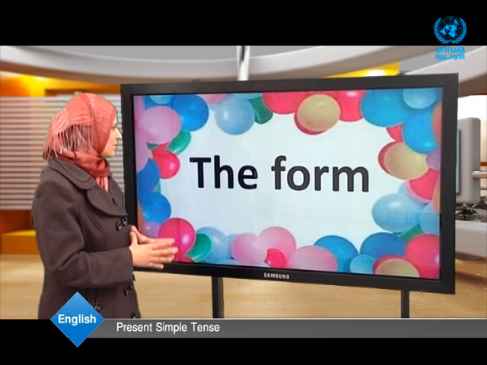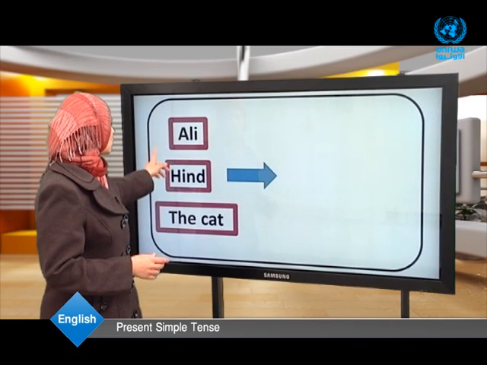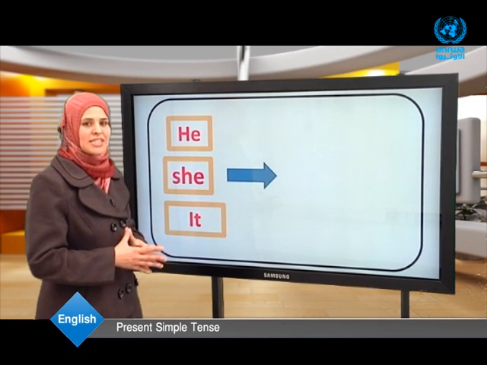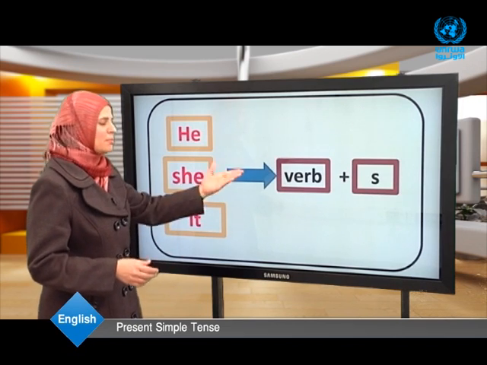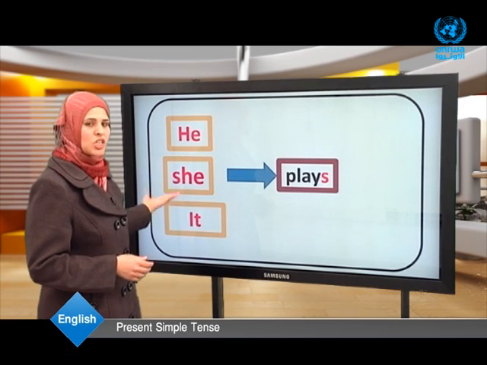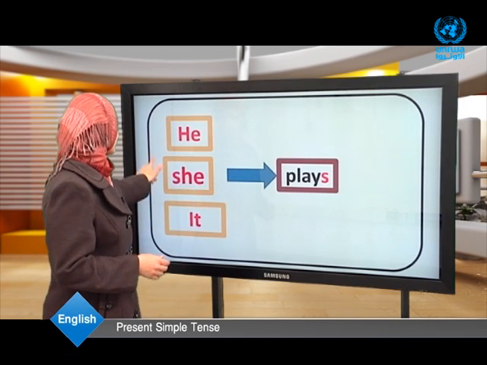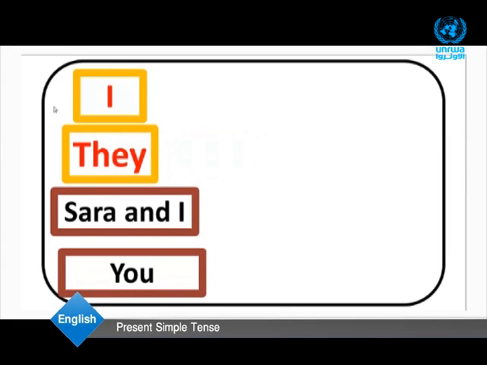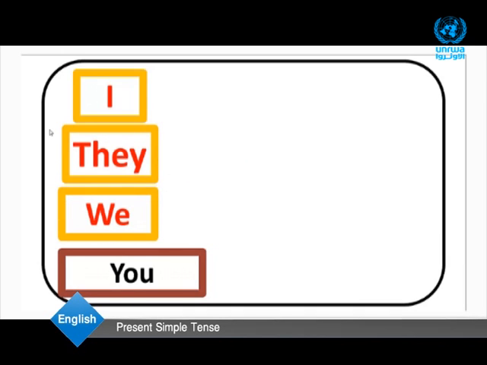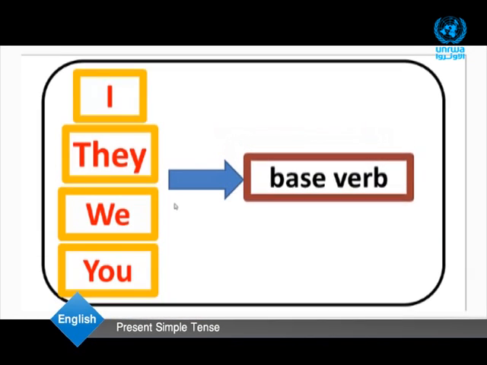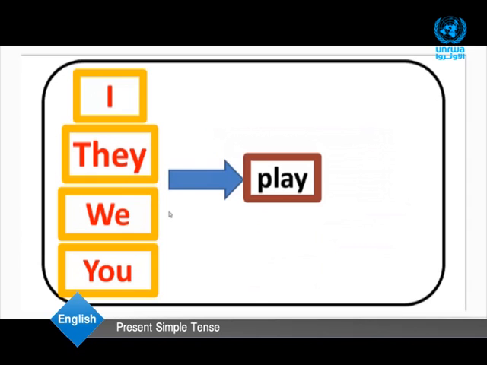Look here, the form. Ali, or we can say he, Hind, or we can say she, the cat, or we can say it, and verb plus s, look, plays. He plays, she plays, and it plays. Look here. I, Sami and Amal, or we can say they, Sarah and I, or we can say we, and you. They take the base verb or infinitive. So we can say I play, they play, we play, and you play.